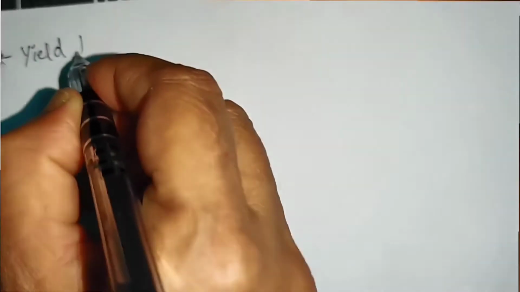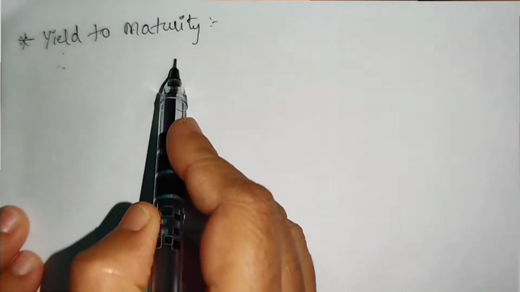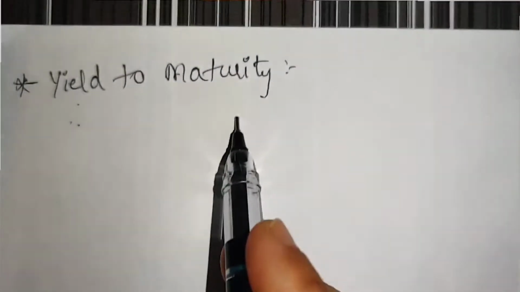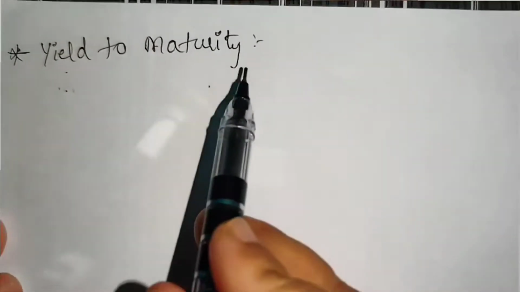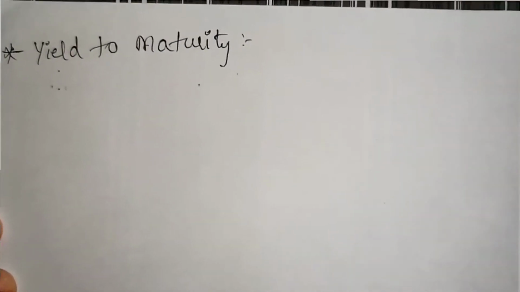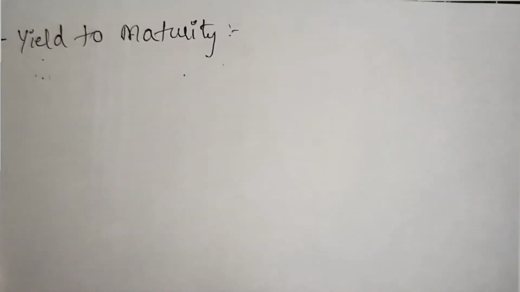The next concept which we are going to discuss here is yield to maturity. Yield indicates the return which we are going to get till maturity. If we are purchasing one bond and holding it till its maturity, whatever return we get is considered as yield to maturity. So yield to maturity is basically calculated by the trial and error method.